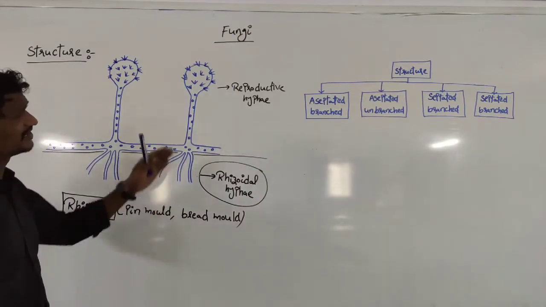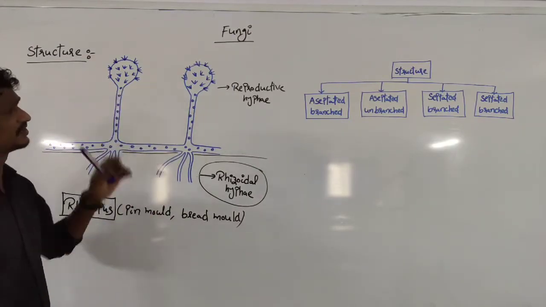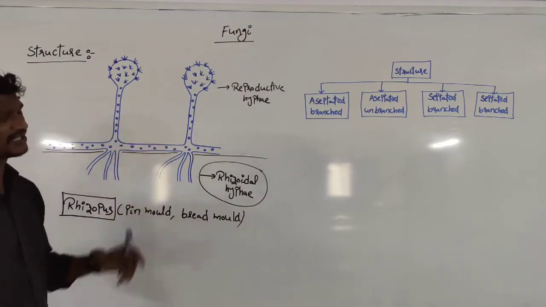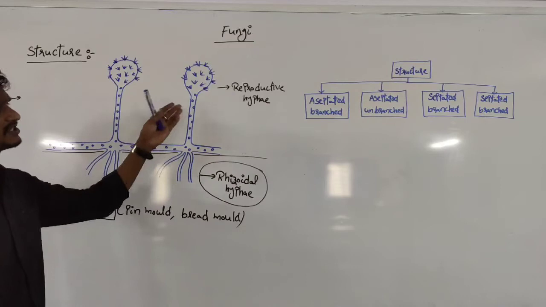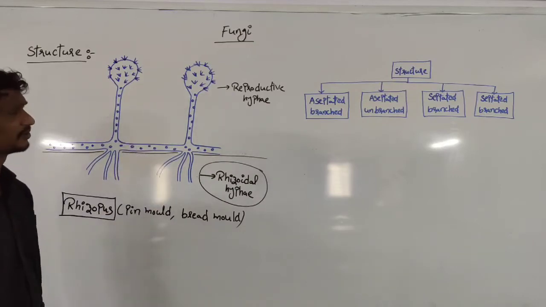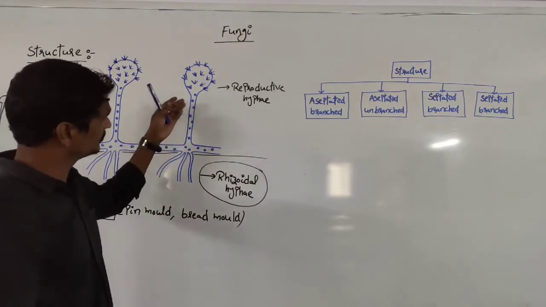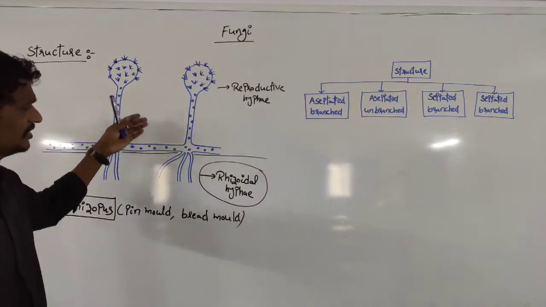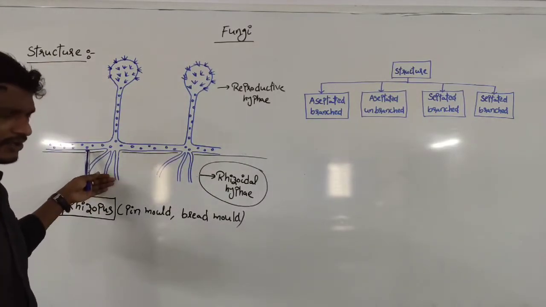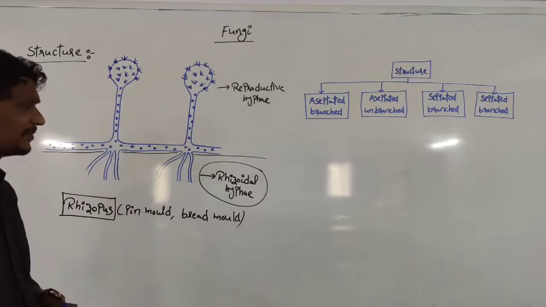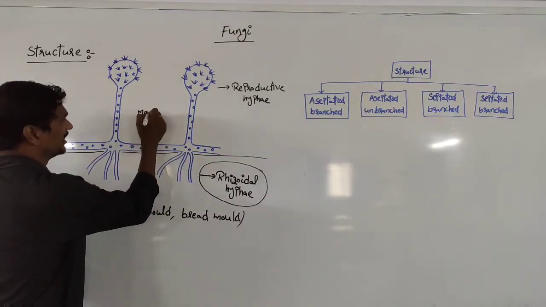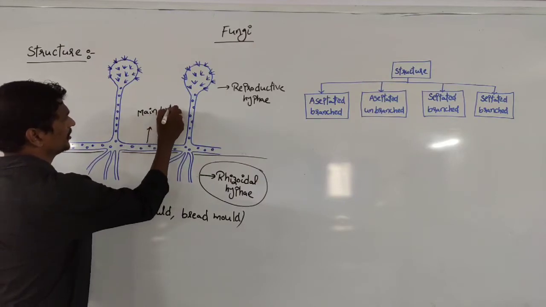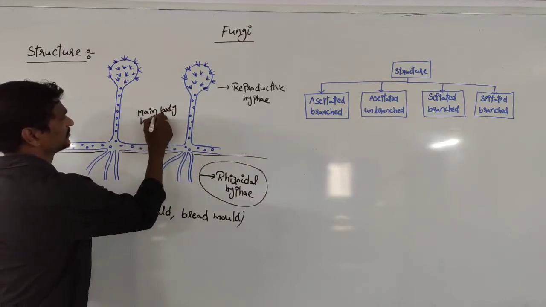I already said there are pin-like structures present. See, these pin-like structures are nothing but reproductive hyphae. So this is one of the reproductive hyphae parts, and this is one of the rhizoidal parts. And these two are connected by the main body hyphae.